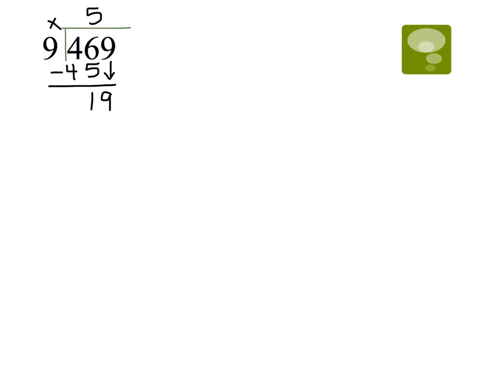9 goes into 19, no, 2 times. 2 times 9 is 18. 1. 1 is less than 9, so that's my remainder. 52, remainder 1.